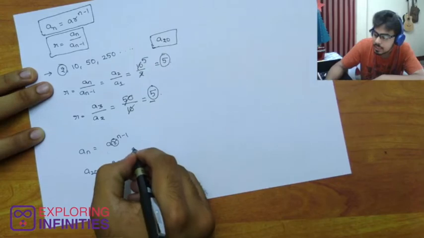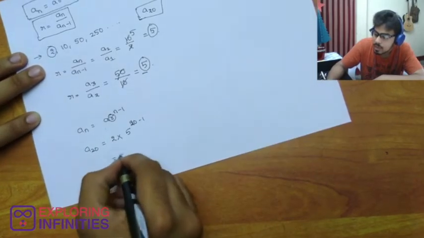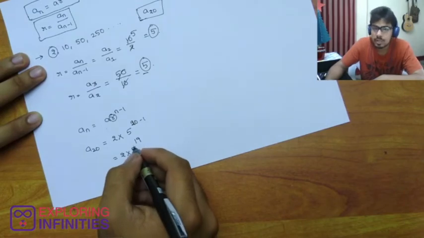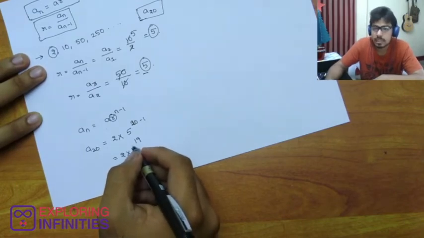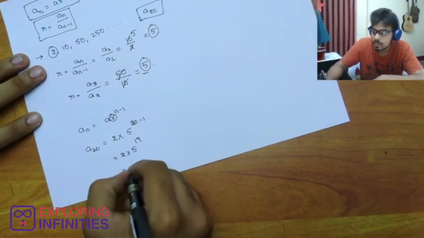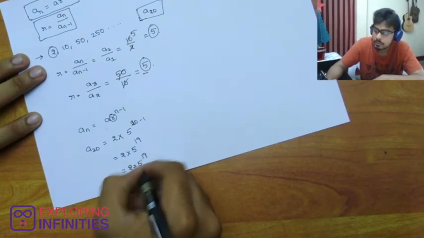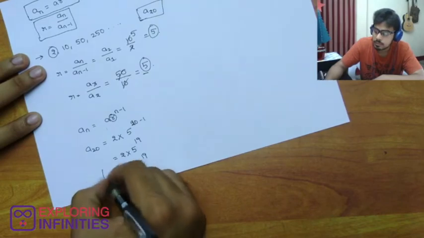N is 20 minus 1, which is equal to 2 into 5 power 19. And if there are such high powers, you don't necessarily have to solve it. It will take a lot of time to solve. So just keep it 2 into 5 power 19. This is the 20th term.